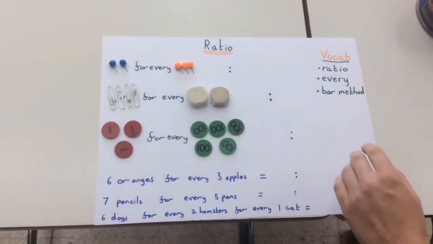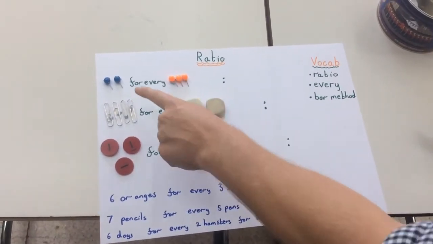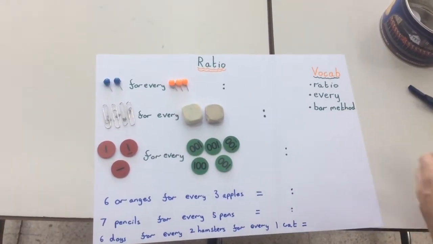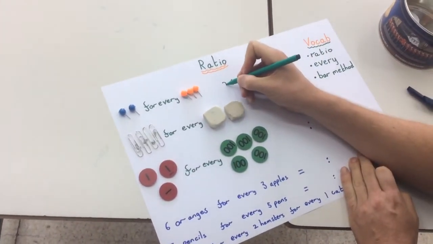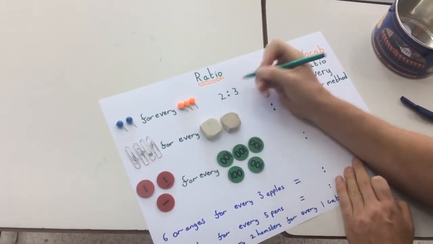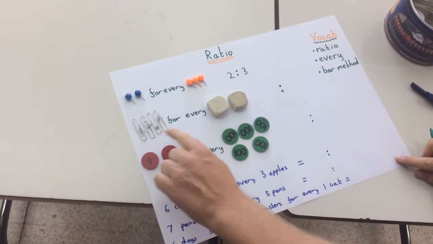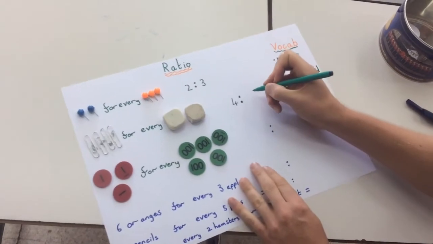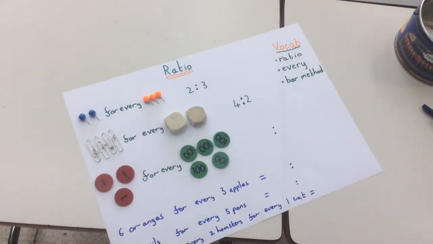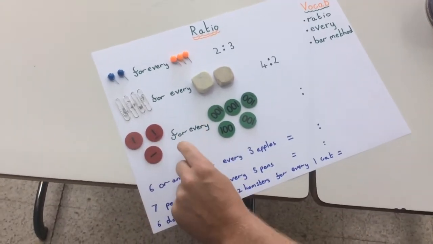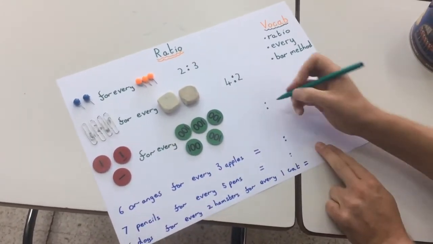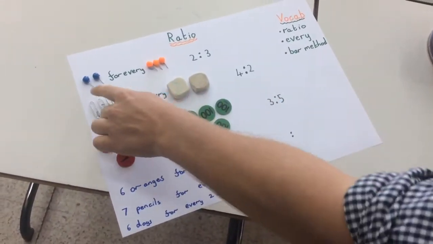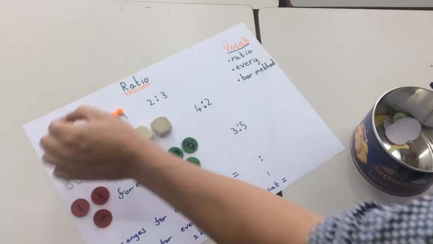So here I have some ratios. And it says, look, for every 2 blue pins, I have 3 orange ones. And the way we write that is I have 2 for every 3. And here I have 4 paper clips for every 2 rubbers. So 4 for every 2. And here I have 3 red counters for every 5 green. 3 for every 5.